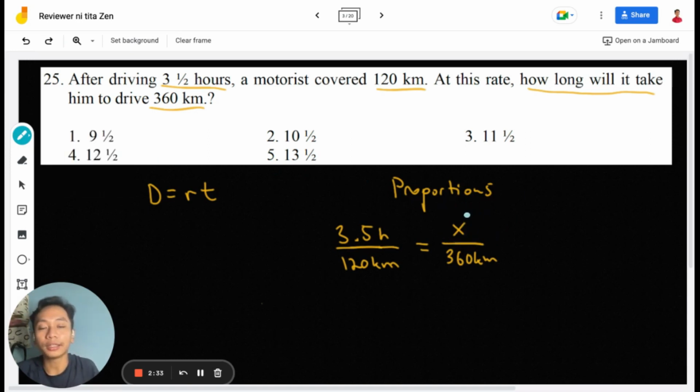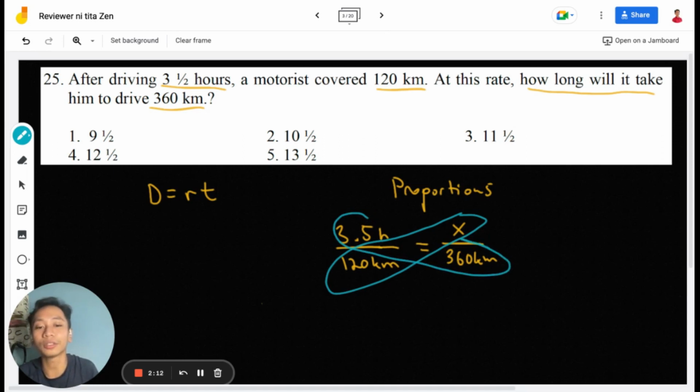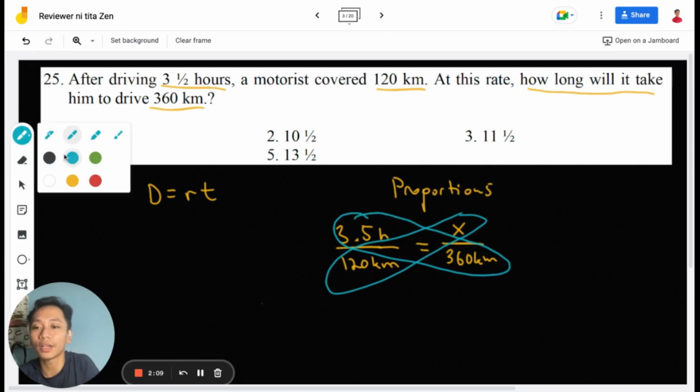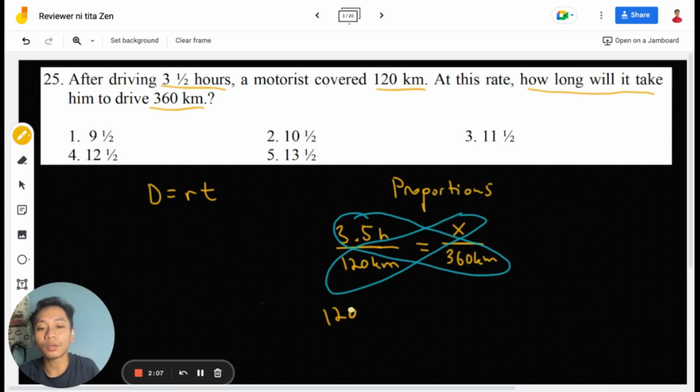Kapag proportion yan at merong unknown, mas madaling mag-cross multiply. The idea is to get rid of this denominator right here para ma-isolate mo yung x. Kasi yun yung ibig sabihin pag sinolve mo, dapat isolated siya. Wala na siyang ibang kasama, nasa isang side lang siya ng equal sign. So, we wanna get rid of 360. So, mas mabilis na paraan is to cross multiply kapag proportions ang solve, which means we'll be having 120x as the product of 120 kilometers and x. And then, sa kabilang side ng equal sign, meron kang 3.5 multiplied by 360.